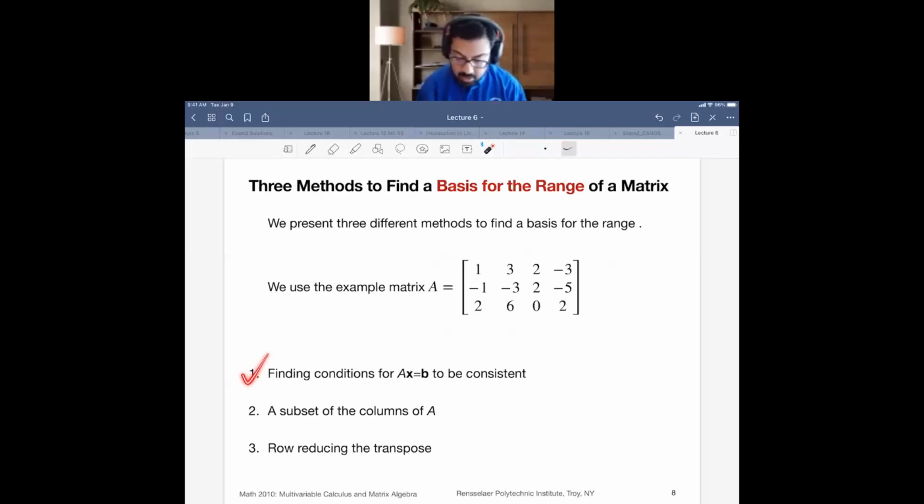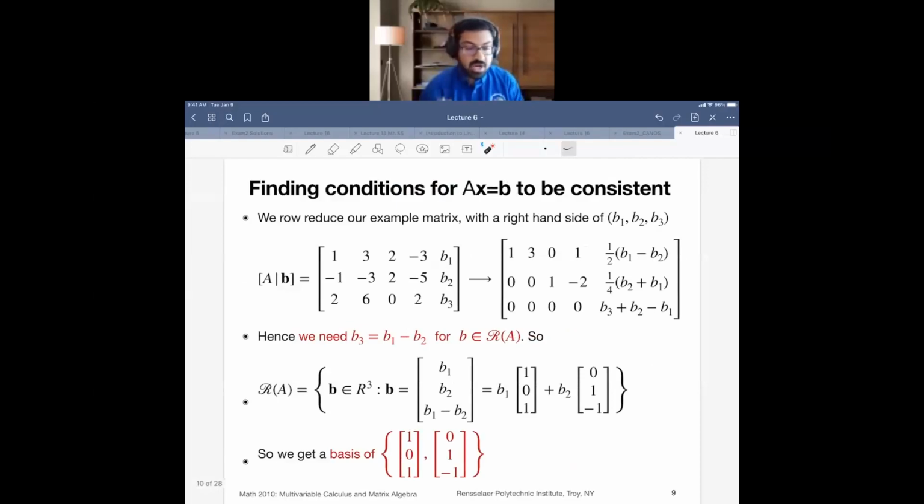Okay, so let's start with method number 1. So let's try to find the conditions for AX equals B. We are given this example matrix, right? We are considering that matrix, and we are trying to find the basis for the range of A. First method, AX equals B has to be consistent. So what we'll do is we'll form an augmented matrix. I have my A over here, and then I'm going to assume B to be some B1, B2, B3. B1, B2, B3 will have to belong to the range of A, right? So this has to belong to the range of A.